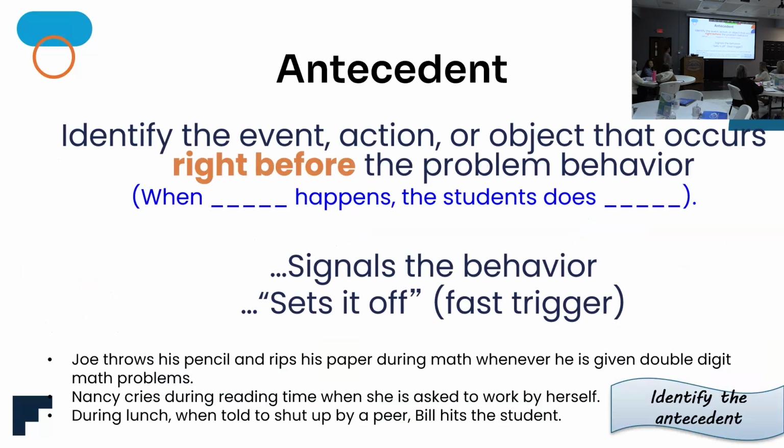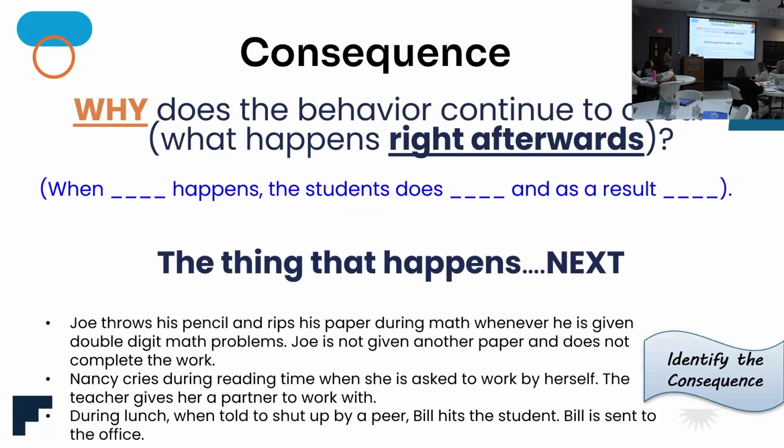So this example is Nancy cries during reading time when she's asked to work by herself, right? During lunch, when told to shut up by a peer, Bill hits the student. Those are our triggers, right? Our antecedent. What sets it off? What's our consequence, right? Our consequence is the thing that follows it, that happens after the behavior occurs. So when Joe throws his pencil and rips his paper during math, whenever he is given double-digit math problems, Joe is not given another paper and does not complete the work. So the consequences sometimes reinforce the behavior.